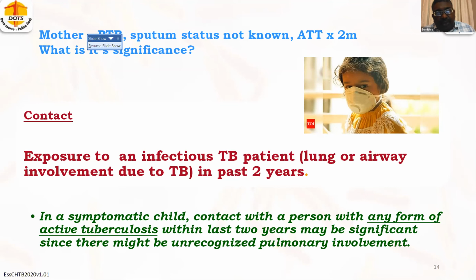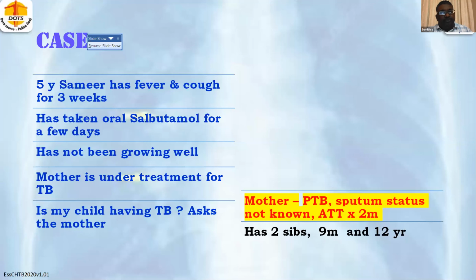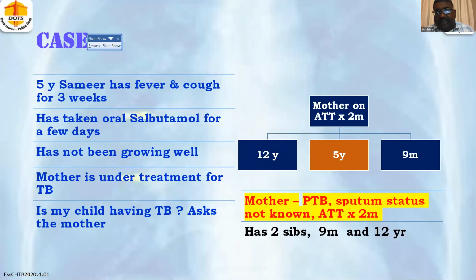Children and other household contacts of pulmonary cases of tuberculosis are at high risk of getting infected and developing disease, and that we will see in the next slide. Recently infected cases. How recently? For the past 2 years. So that finishes the contact part also. Now, the child has 2 siblings, 12 years and 9 months old. Now, let us see what is the risk of infection with these siblings.